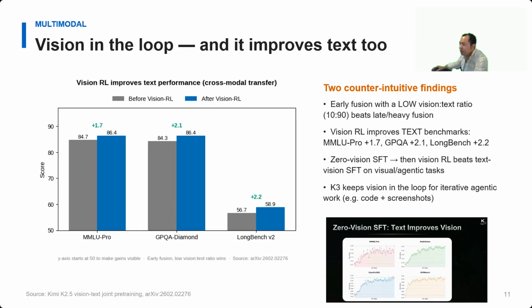That's what they found. They also found that starting from a minimal zero-vision SFT and then doing vision reinforcement learning outperforms a heavy text-vision SFT on vision and agentic tasks. For Kimi K3, the practical upshot is that vision is kept in the loop for iterative agentic work. You can think of an agent looking at the code and a screenshot of what the code produced, and correcting itself. So multimodality here is a multiplier, not just bolted on.